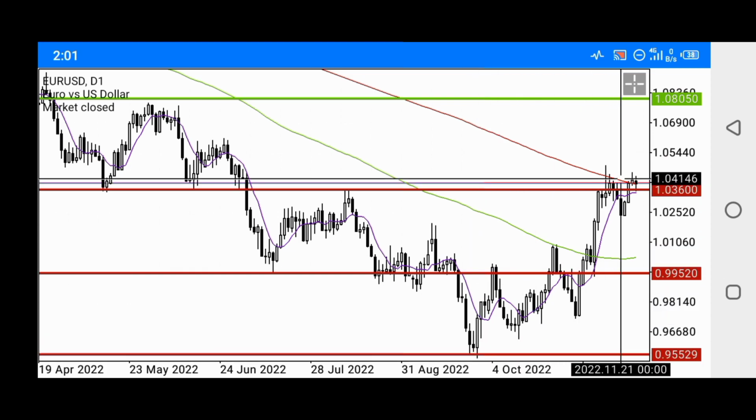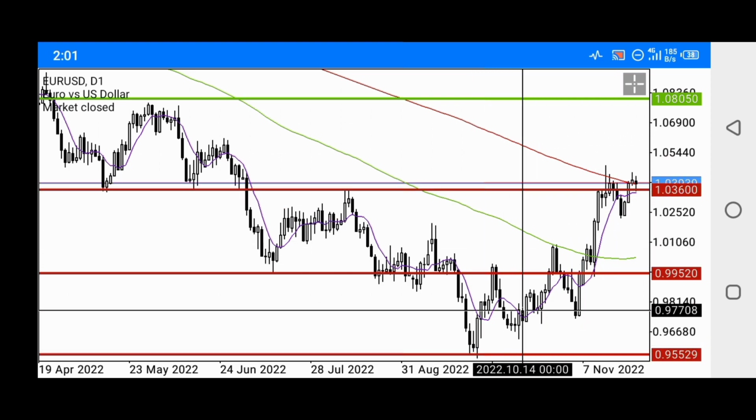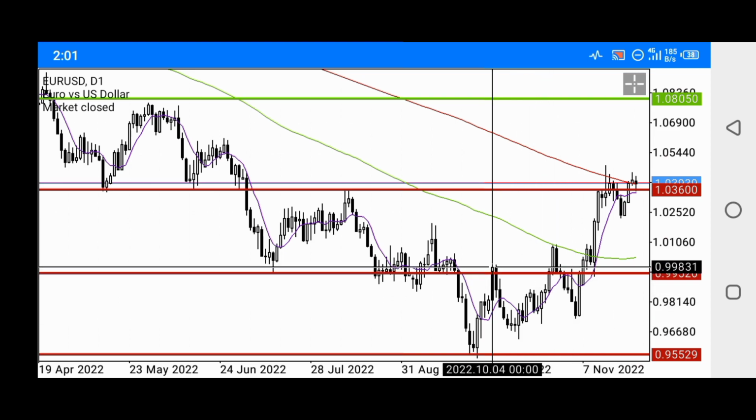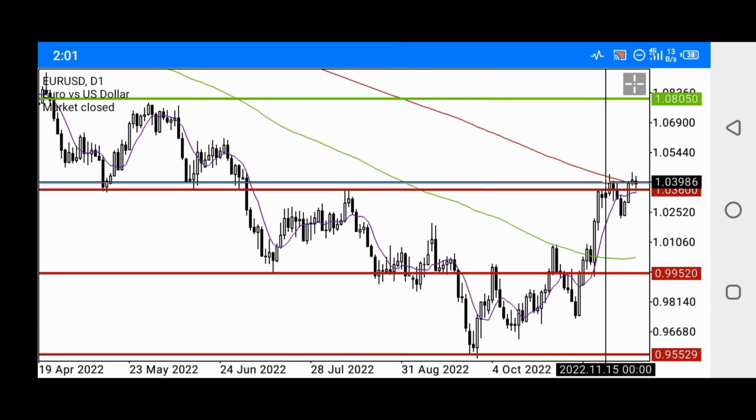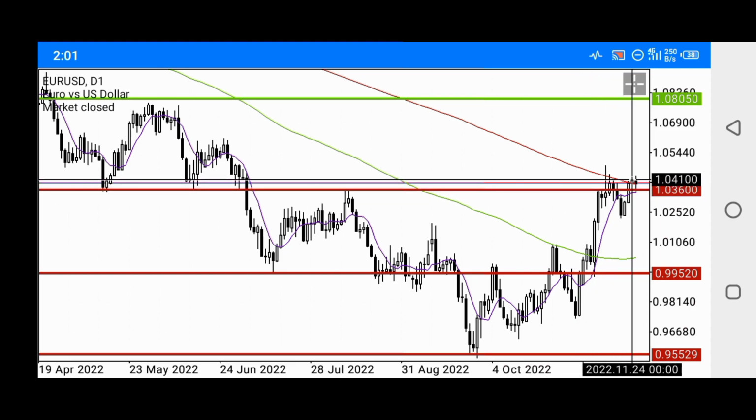But if you look at what's happening to EURUSD currently, you can see that the price of EURUSD has gone above this previous support level right here, even above this level right here, as you can see. So currently, the price of EURUSD is at this point right here.